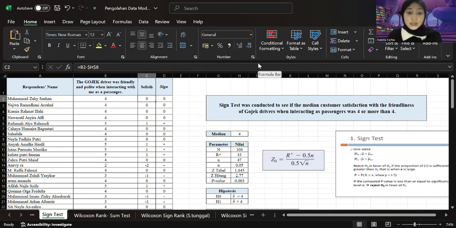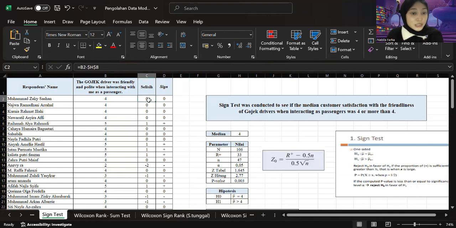Based on this case study, a sign test was conducted to see if the median customer satisfaction with the friendliness of Gojek drivers when interacting with passengers was 4 or more than 4. And here we got the data of the statement that the Gojek driver was friendly and polite when interacting with me as a passenger. Based on this data, we determine the median first, based on all the data that we got, and we got the median is 4.